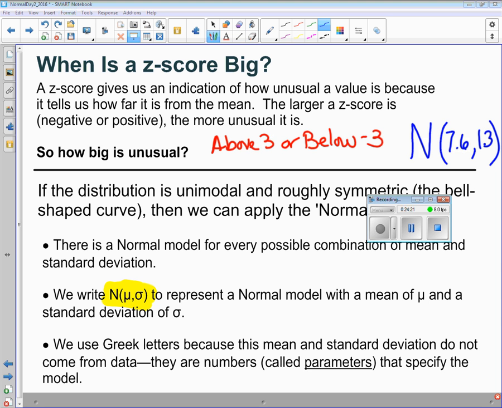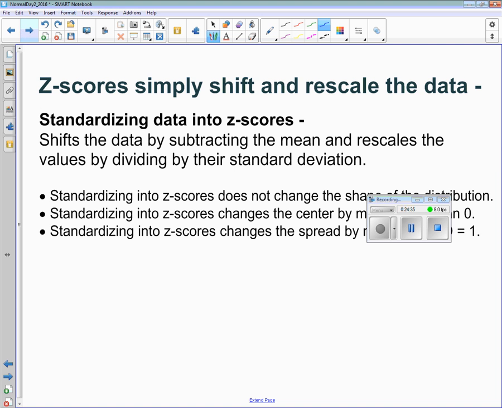What's the center? 7.6. What's the spread? 1.3. Done. We describe shape, center, spread. Okay? And that happens. It comes up a lot on the AP exam. So, again, just listen. Don't write.